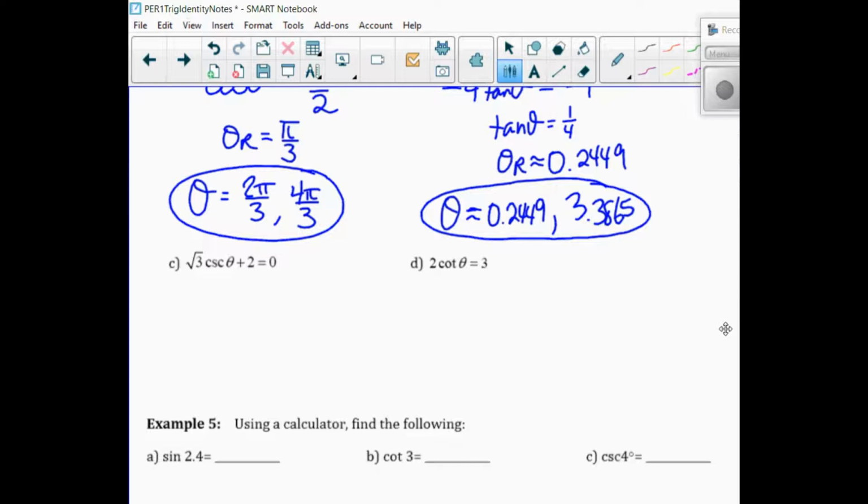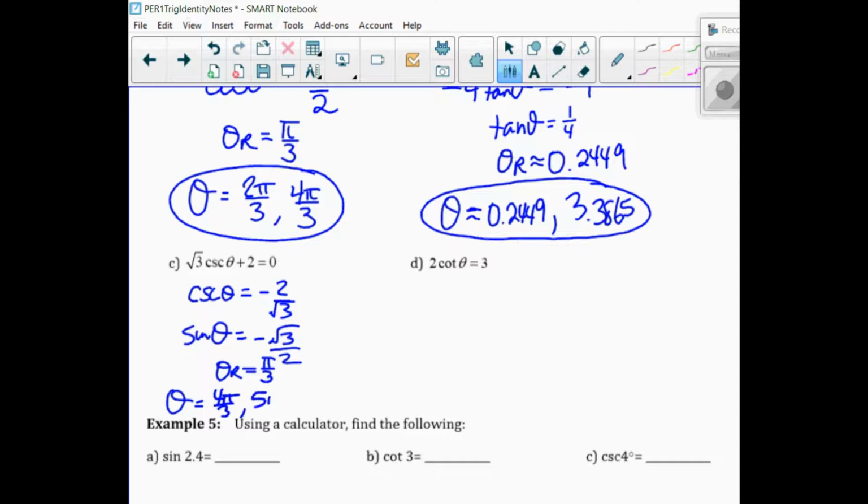Okay, so next one. Cosecant theta is equal to -2/√3. That means sine theta is equal to -√3/2. This is an exact value on your unit circle, so no calculators. So which family would this be? This would be the pi/3 family. But where is sine negative? That would be third and fourth quadrant. So that would be 4pi/3 and 5pi/3.